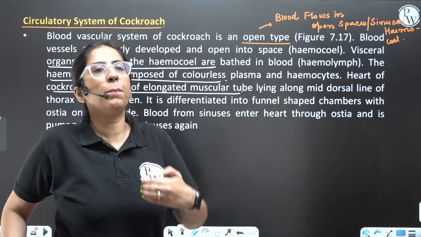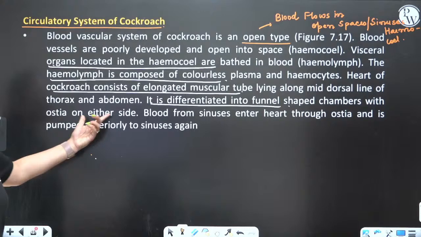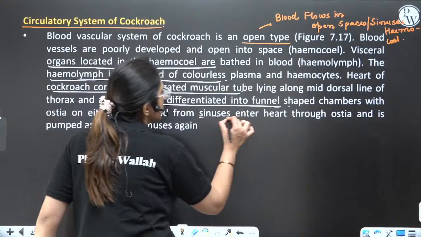And blood flows, right? See, it is differentiated into a funnel shaped chamber with ostia on either side. Ostia is a place through which the blood enters. Blood from the sinuses or open spaces enters into the heart through ostia, and it is pumped anteriorly to the sinuses again. So it is like this.